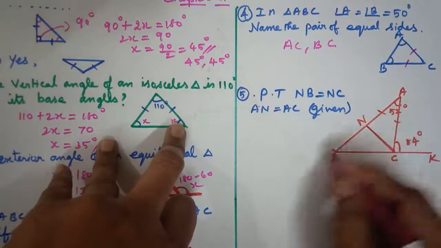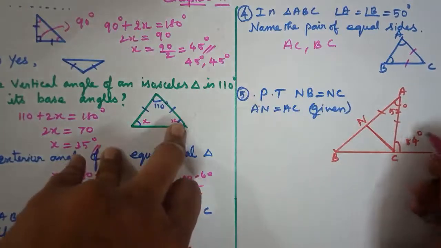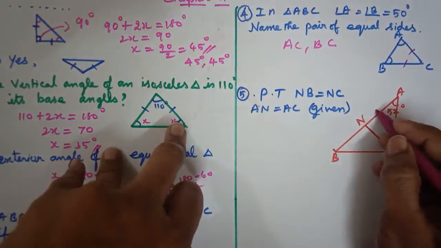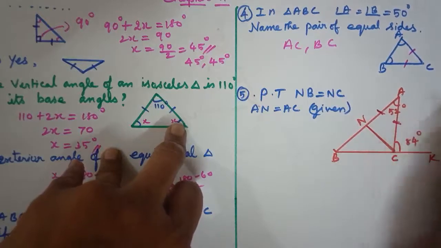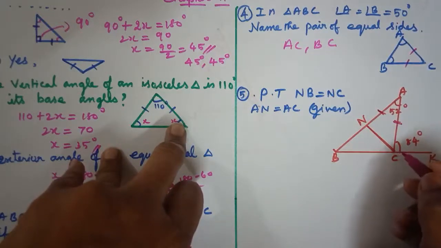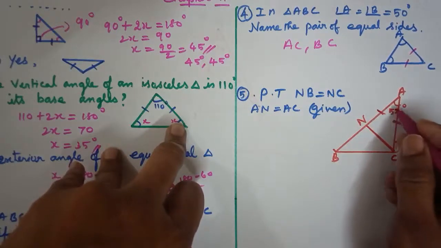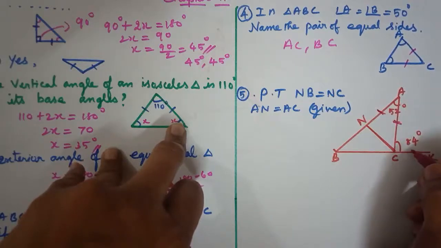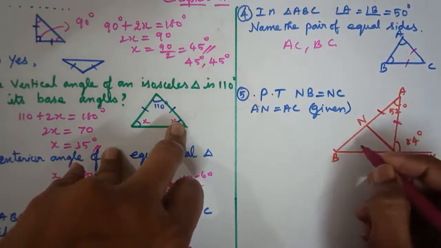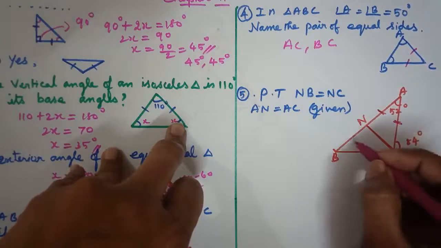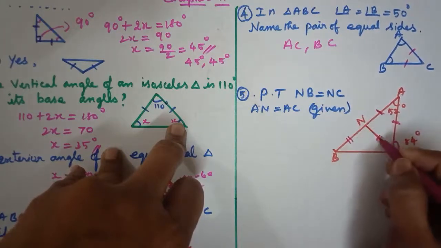Here, just look at this figure. Students, listen. Here, AN equals AN. AN equals AC. And here, this is 52 degrees. This is 84 degrees. We have to prove NB equals NC.